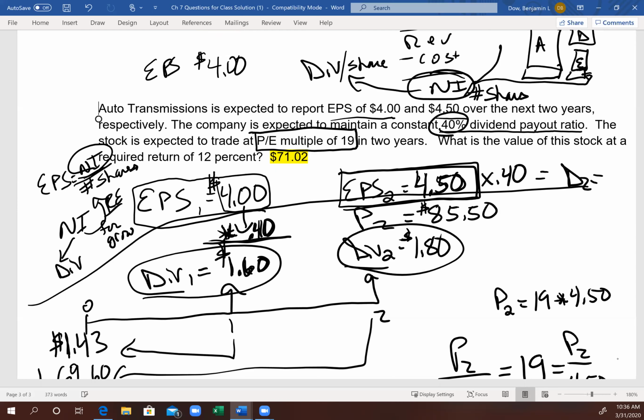So the short answer is that the dividends come from the earnings that are paid out. And obviously, if they pay out 40%, then they're going to retain 60. So you might see a question somewhere along the line that gives you the retention ratio instead of the dividend payout ratio.